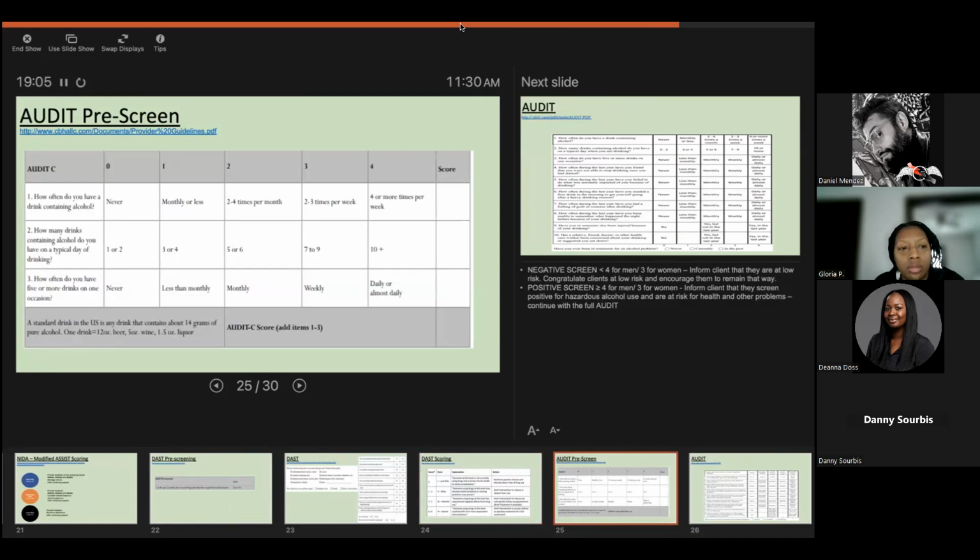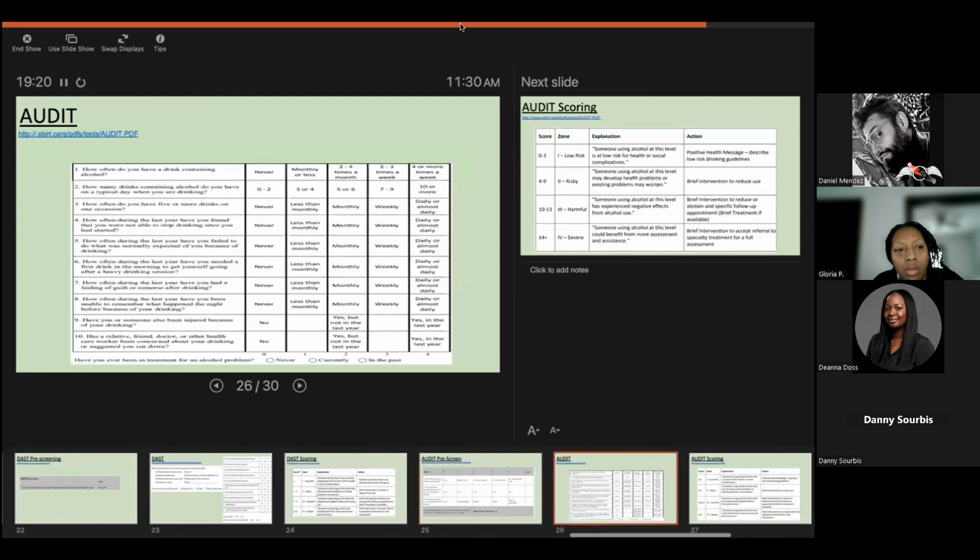How often do you have a drink containing alcohol? How many drinks containing alcohol do you have on a typical day of drinking? How often do you have 5 or more drinks on one occasion? So the AUDIT is more so alcohol. And then these are more questions for the AUDIT.